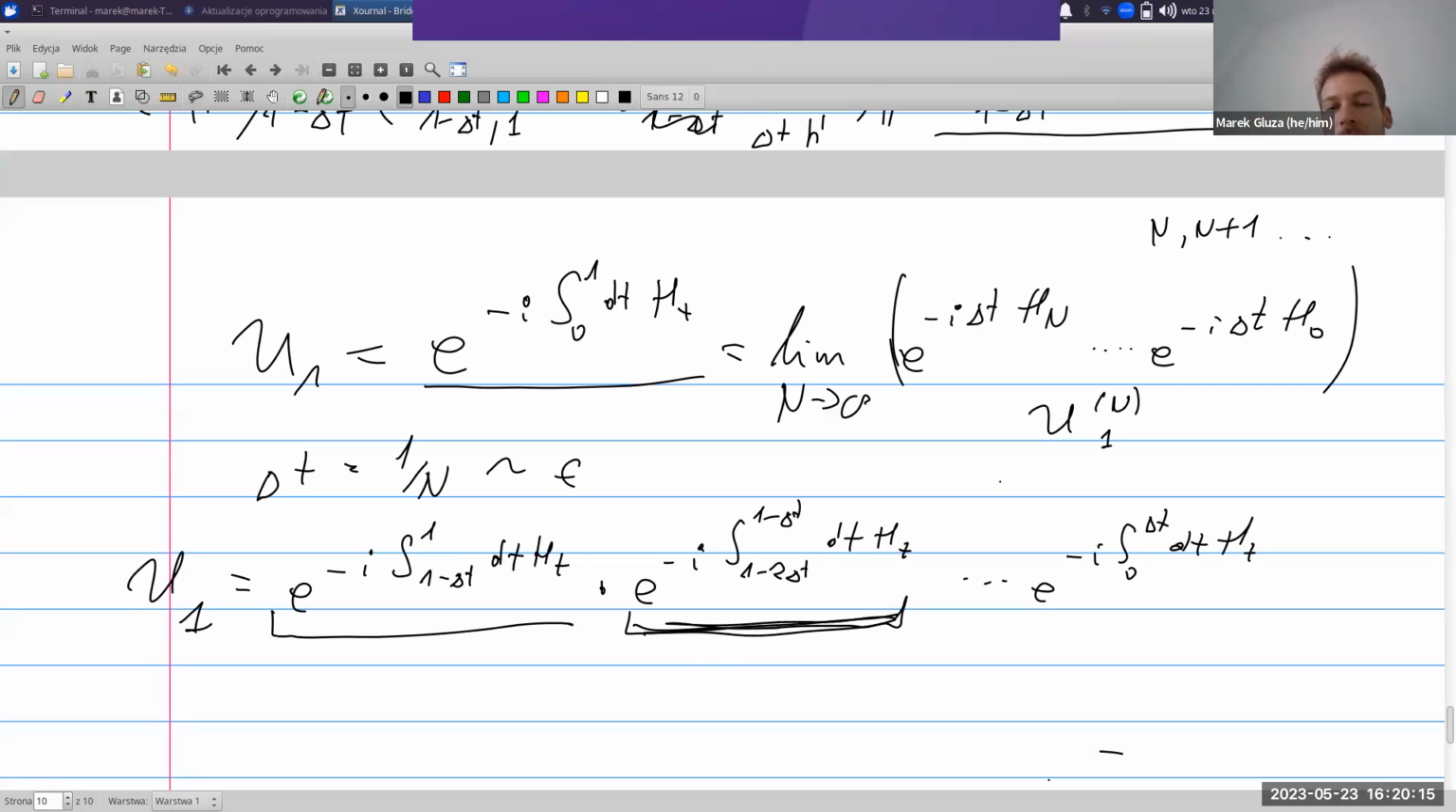On each of those small intervals, this is the solution of the Schrödinger equation because it's a linear ODE. It doesn't depend on what we are evolving. It's always the same operator. Okay, so there exists this operator because it's the solution to the Schrödinger equation, but it's a time-dependent generator, right?